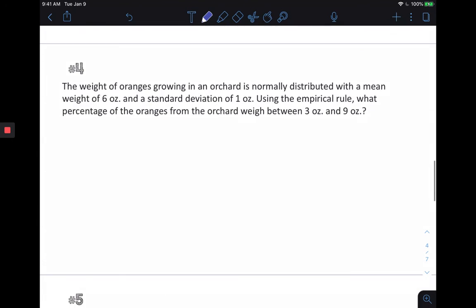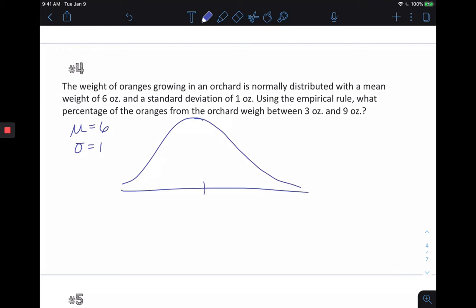Number 4, the weight of oranges growing in an orchard is normally distributed with a mean weight of 6 and a standard deviation of 1. I'm going to start drawing it. It says using the empirical rule. So that's the 68, 95, 99.7 rule. What percentage of the oranges from the orchard weigh between 3 ounces and 9 ounces?